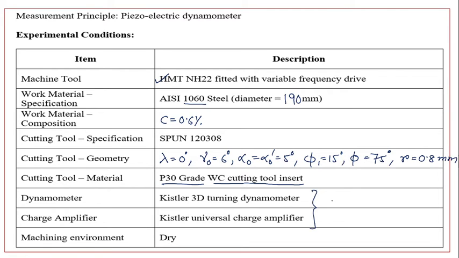For force measurement, we are going to use piezoelectric dynamometers, and the variation in the cutting forces would be visualized in a digital oscilloscope. The machining environment would be dry. We would not be carrying out the experiment in a wet environment. As far as the first experiment is concerned, it was carried out in dry and wet environments, but here it would be carried out only under dry environment.